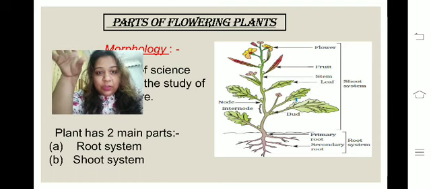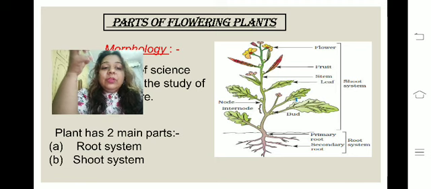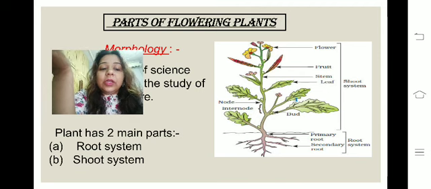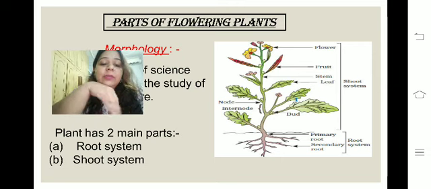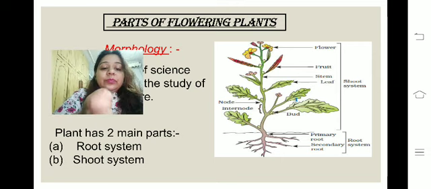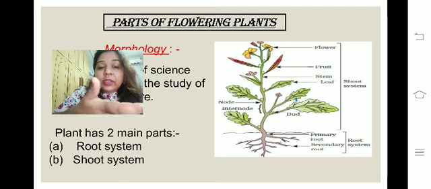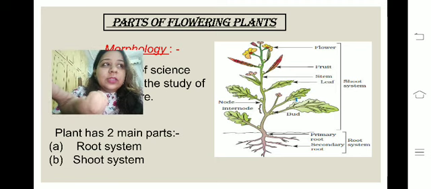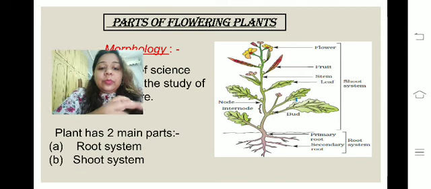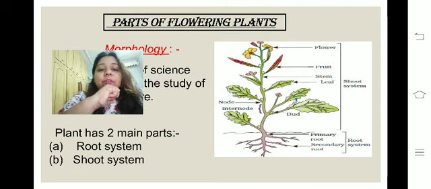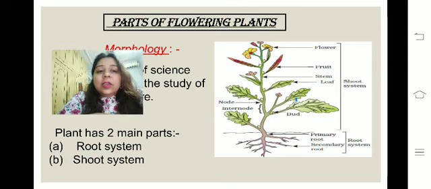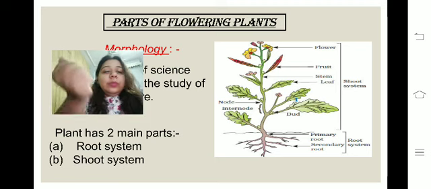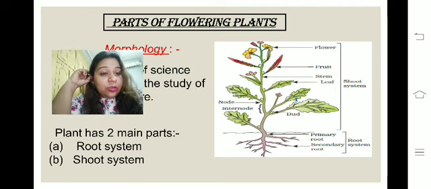The shoot system, which we can see and identify, is the green or colorful part of the plant, and the root system is basically present below the ground, tightly packed with the soil, and it is a non-colored part, or you can say colorless, or brown in color. About these structures I'm going to discuss in this video, where I'm going to take morphology.